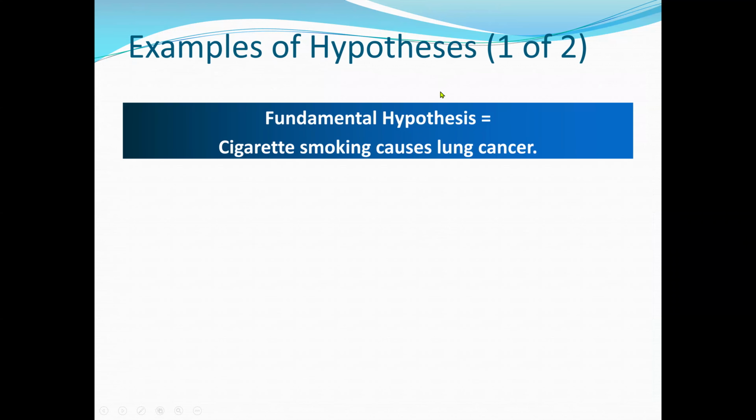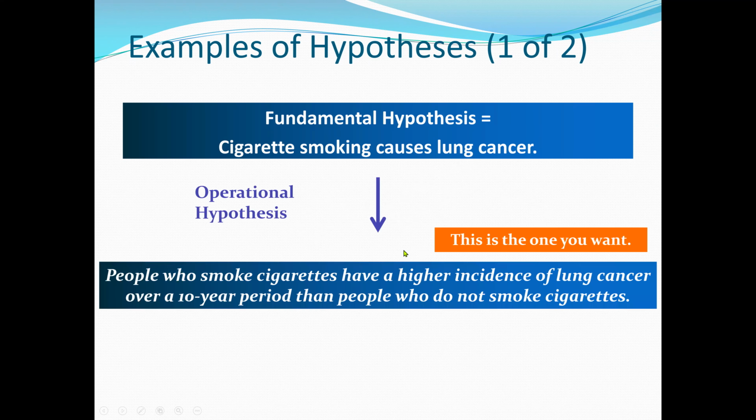So an example of a hypothesis here is cigarette smoking causes lung cancer. This may be a claim that we have, and that will be the null hypothesis. Then I may say cigarette smoking does not cause lung cancer. So that would be my alternative hypothesis. Then the operational hypothesis, this is the one you want: people who smoke cigarettes have a higher incidence of lung cancer over a 10-year period than people who do not smoke. So we can see that this is more specific. So this would be our hypothesis.